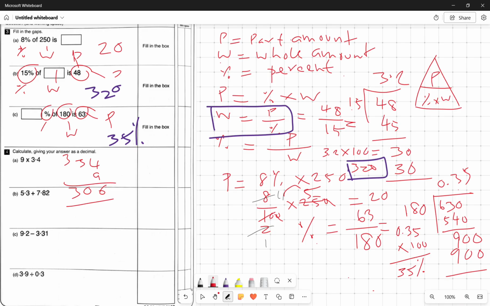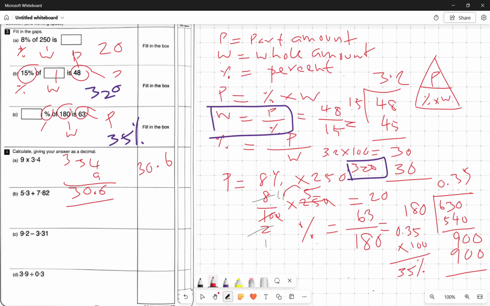How many decimal places? 3.4 has 1 decimal place. So I'm going to put 1 decimal place here. So the final answer you can write here is 30.6.